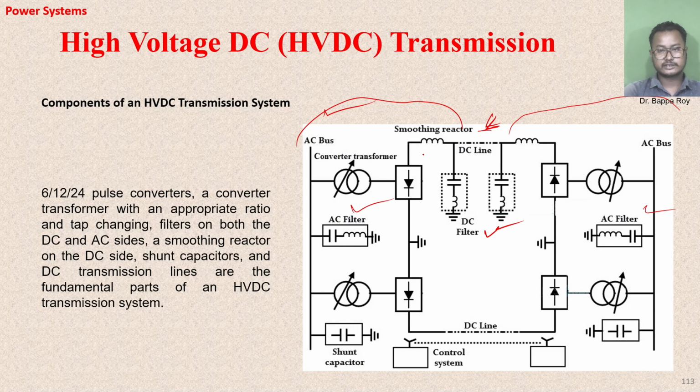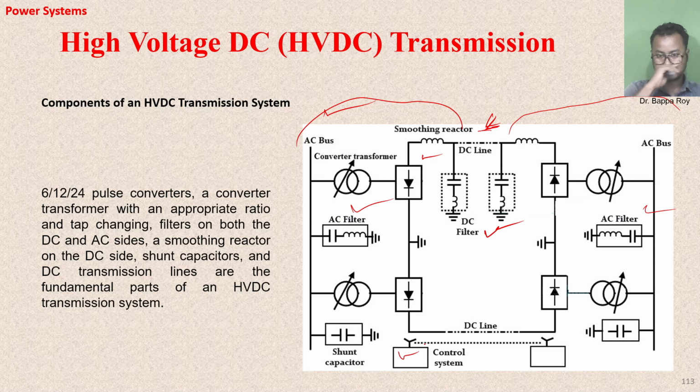Then there are control systems. Control systems are needed for both ends, for everything. So the converter unit: HVDC transmission requires a converter at each end of the line, starting and ending, both sending end and receiving end. This unit usually consists of two three-phase converters which are connected in series. That is the same thing we are talking about.